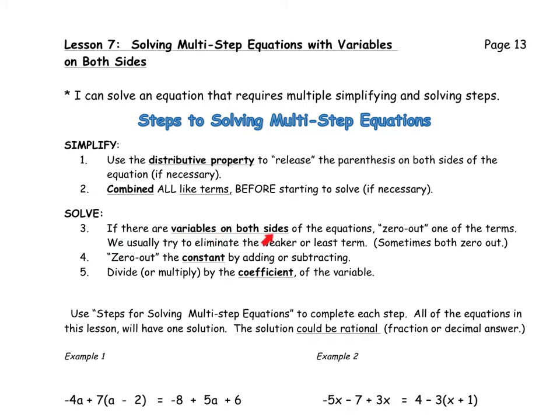If there are variables on both sides of the equation, we zero out or eliminate one of the terms. We usually try to eliminate the weaker or lesser term, and that's just to avoid negatives. Do we have to eliminate the weaker? No. We are just trying to avoid negatives in that way. It turns out that sometimes both of those terms with variables will zero out, and we'll talk about that in future lessons. Step 4, zero out the constant by adding or subtracting, or eliminating a constant on one of the sides. And then finally, we divide or multiply by the coefficient of the variable.